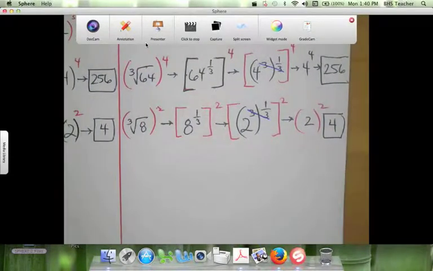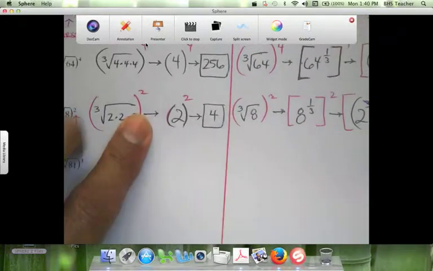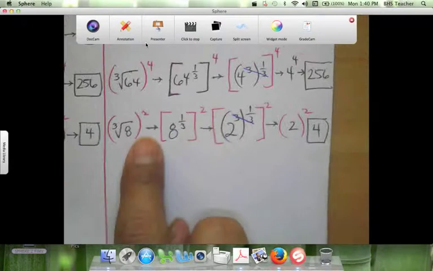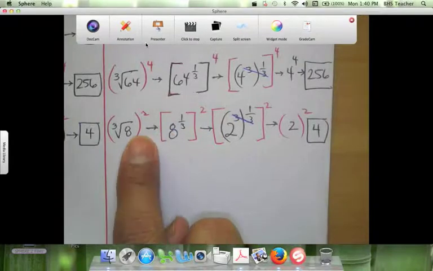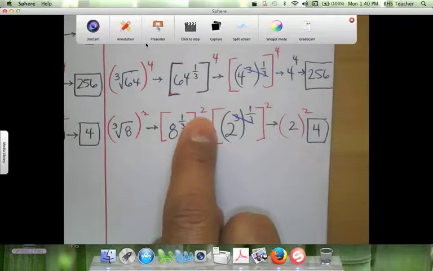Okay, last one. I know it's so much easier when the calculator does all the work for you, but I need you to show me that you understand how to interpret this and use exponents to simplify everything down. Last one.